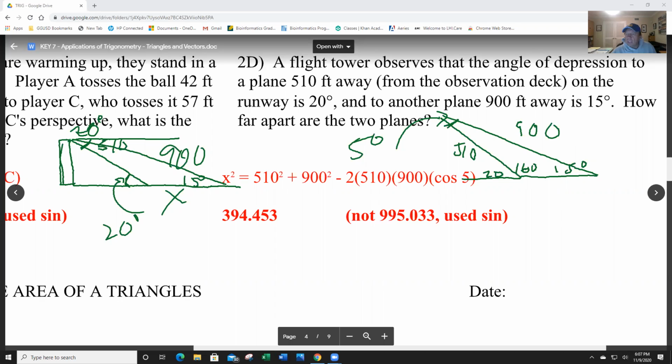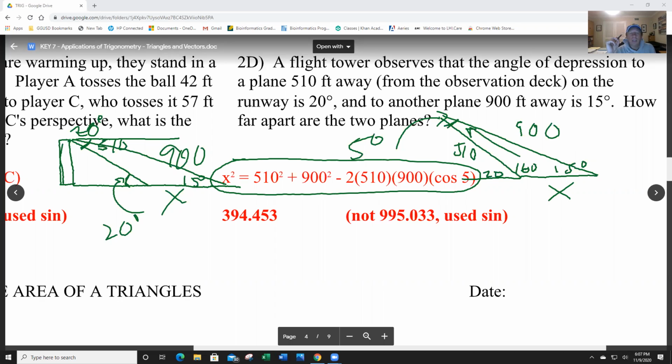So I want to solve for x, this distance. There we go, x squared. You see it? Equals 510 squared plus 900 squared minus 2 times 510 times 900 cosine of 5 degrees, that angle opposite it. A lot of work to get there. And again, I have a note in case you used the law of sines, which you didn't, of course. And there's your answer. Okay? That's a tough one. That's a very difficult problem. All right. That is section 7.2 for trigonometry.